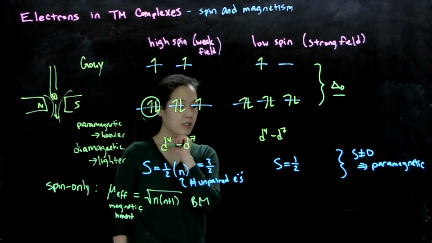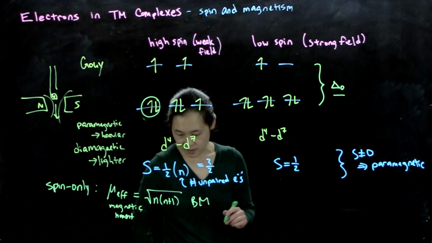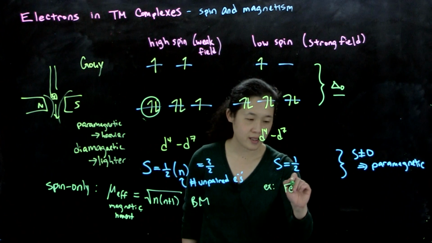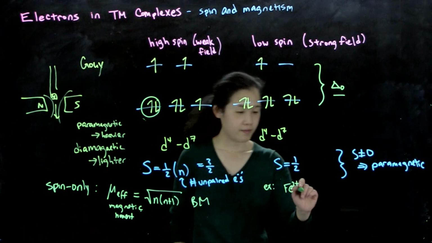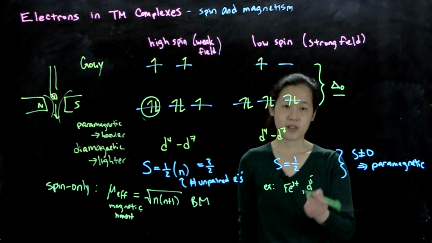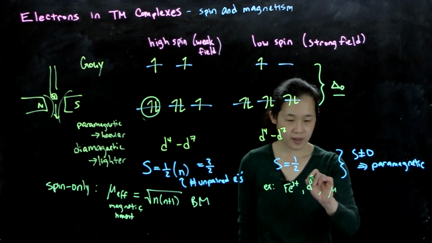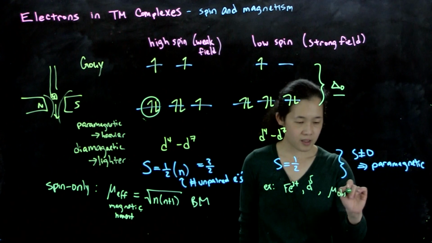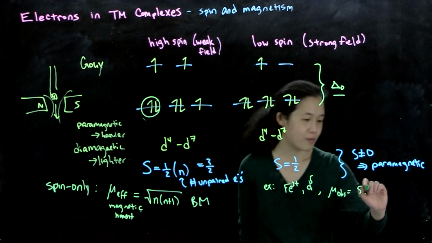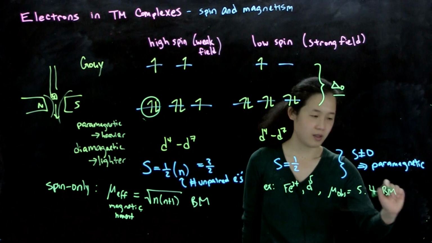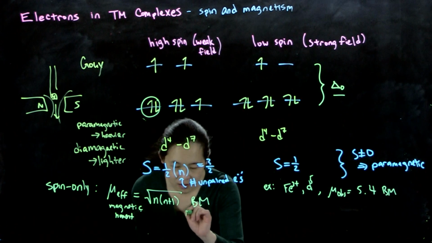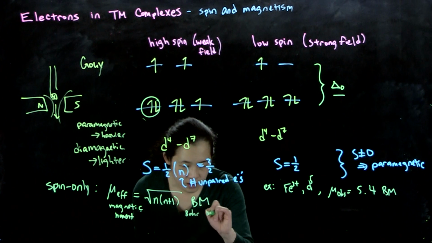So let's do a quick example. Suppose we have some sort of iron 3 complex. We know it's D5, or you should know it's D5. And then we measure the magnetism of this complex, and we get mu observed equals, let's say, 5.4 Bohr magneton. Bohr magneton is just a unit of magnetic moment.